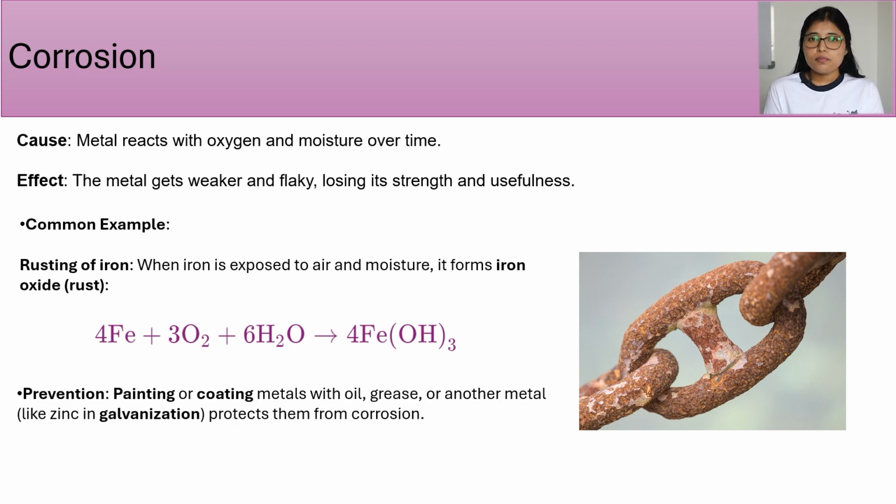Now, in order to prevent rusting, because it's going to reduce the usefulness of the metal, we can do painting or coating, and also there's a chemical method called galvanization which protects it from oxygen and moisture.